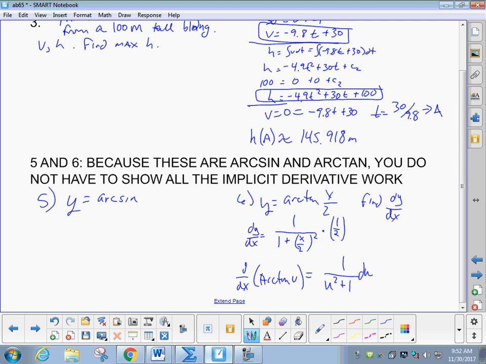Try 5 on your own. 5 is y equals the arcsine of x over 3. They want dy dx at 2. Find dy dx at 2. Obviously, use your notes if you need to as a reference for a while, but just like always in math, you want to gradually start to try and get those into memory and look at them less and less. But it is pretty new.